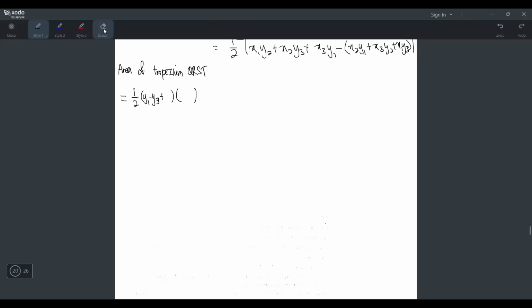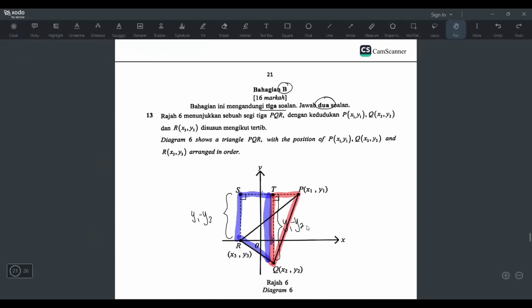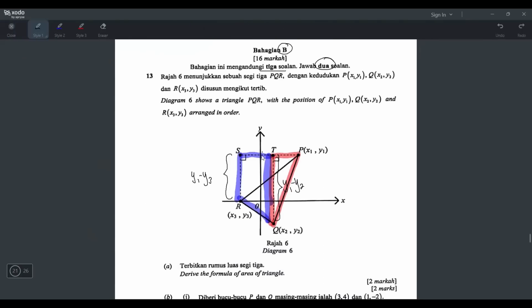Y3 plus with y1 minus y2. Okay, y1 minus y2. Let me double confirm. Yeah, correct. Don't forget to times with the distance between the two parallel sides, which is the distance here.